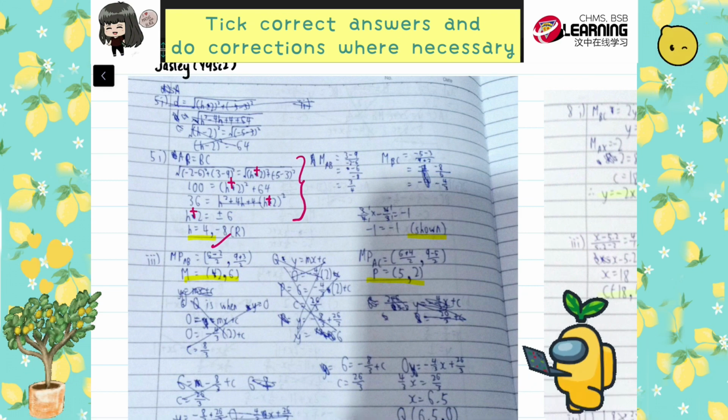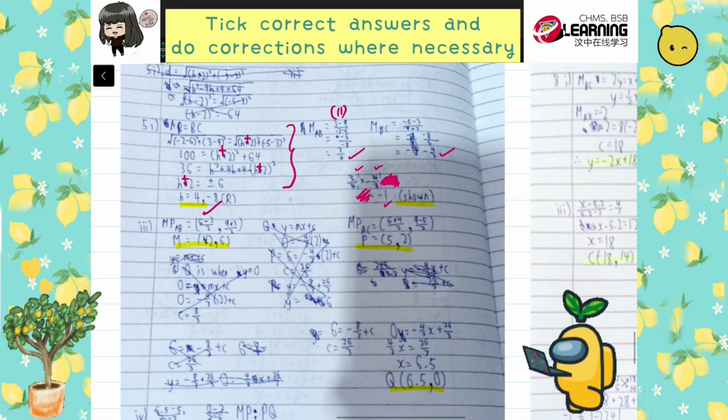And for part 2, this is part 2. Okay, you shouldn't put equal negative 1 here. Okay, you must show that this one, when you times with this, is negative 1, then shown here. This is the 2 working that you need. Okay, please tick, alright? So for part 3, midpoint of AB, so it's M.